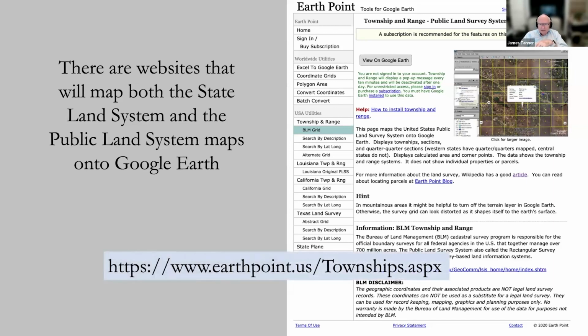So here's the link to EarthPoint. You just look it up on EarthPoint, tools for Google Earth.